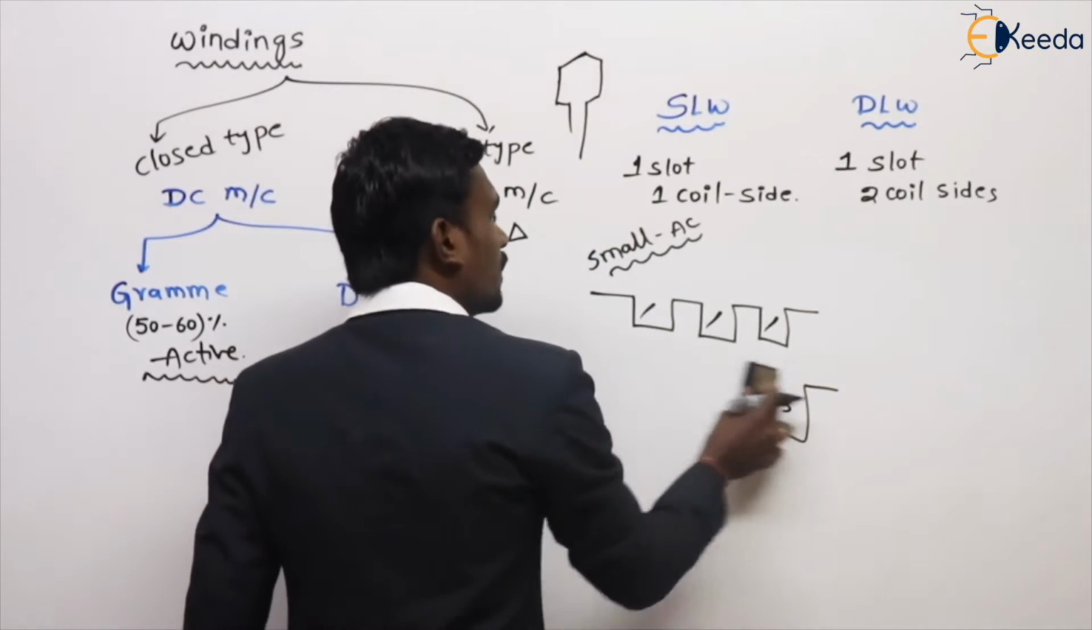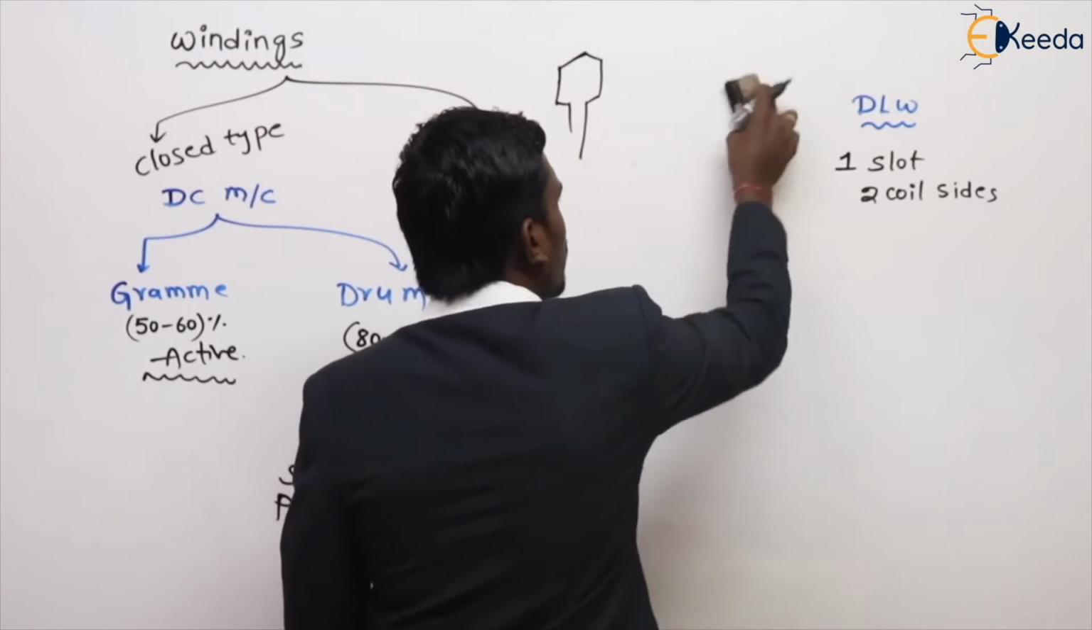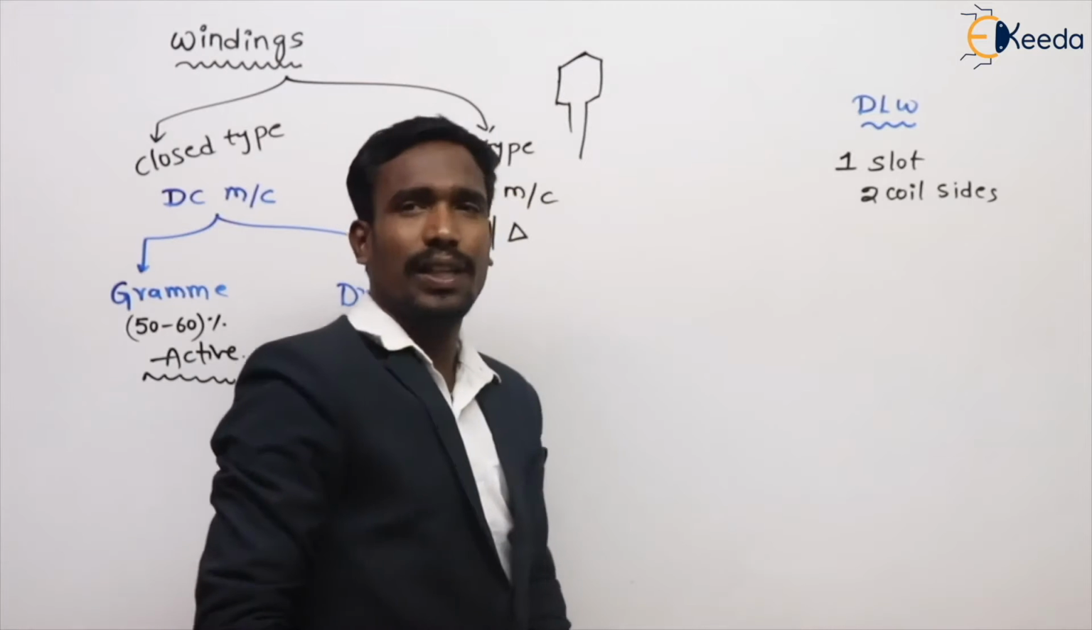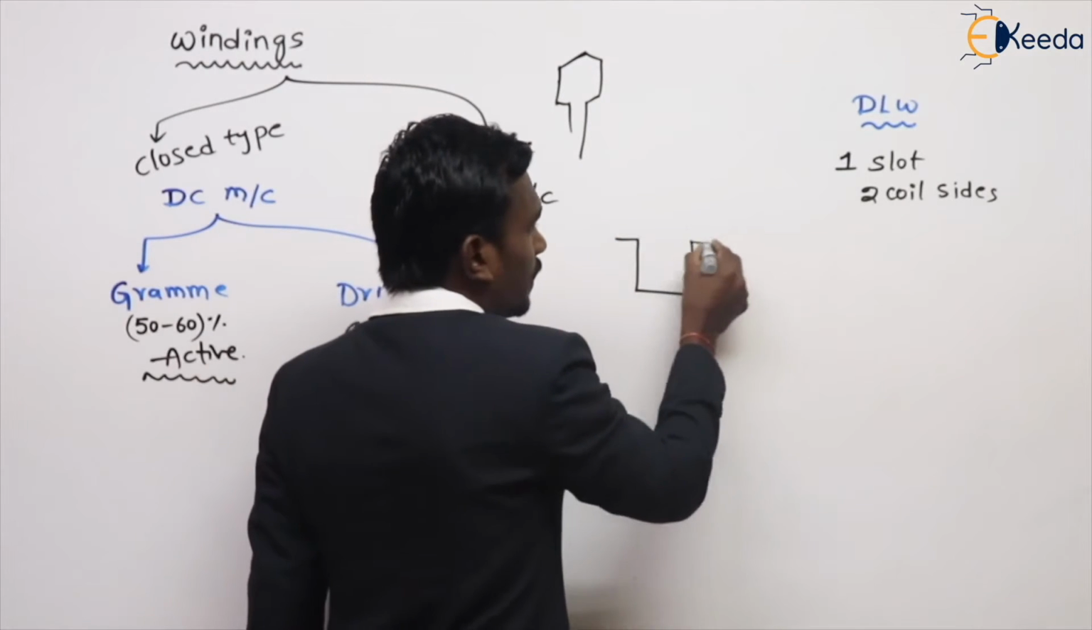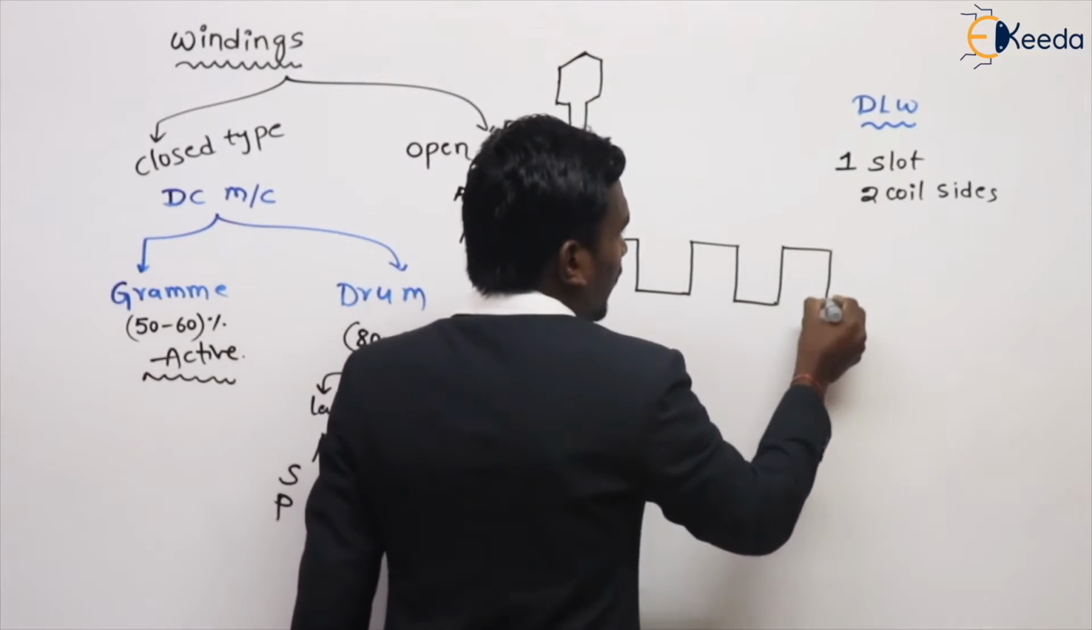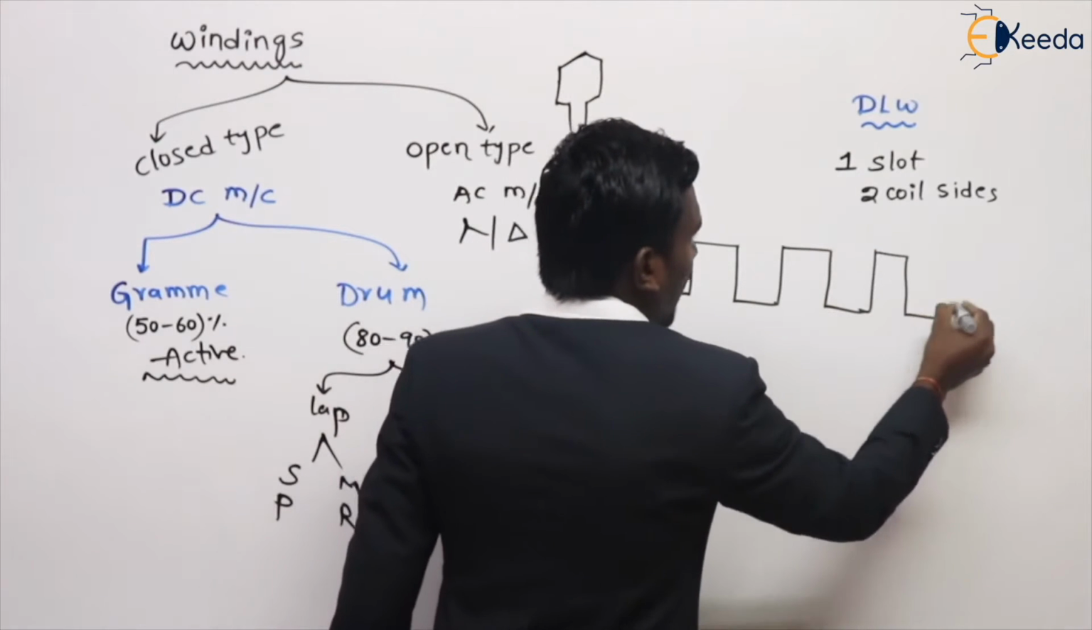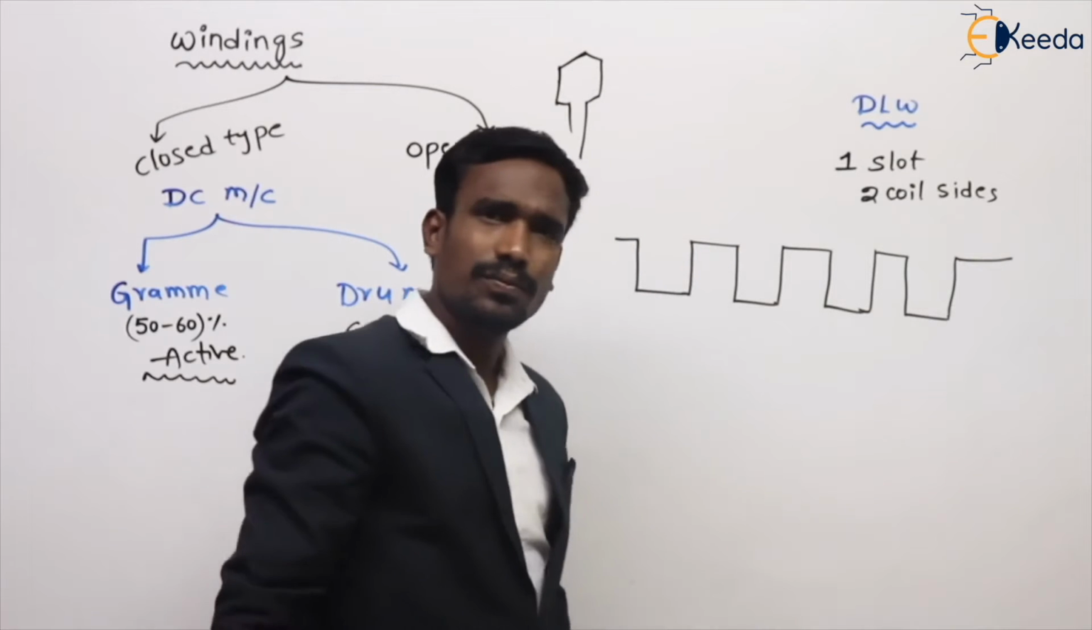I am removing this one. This is not our topic actually. Now our topic is double layer winding. See, generally the double layer winding, for example, like this we have 4 slots.